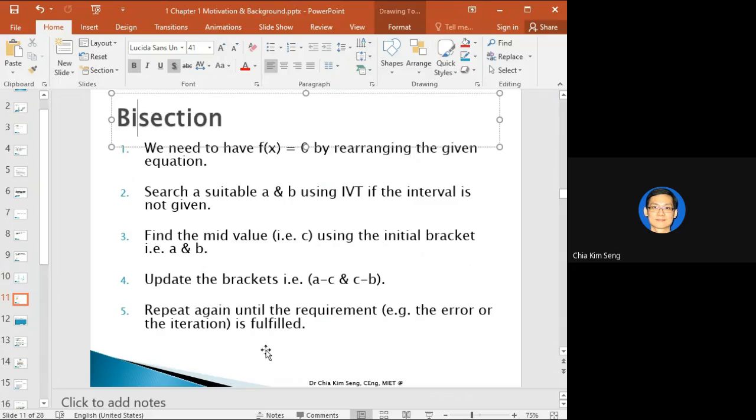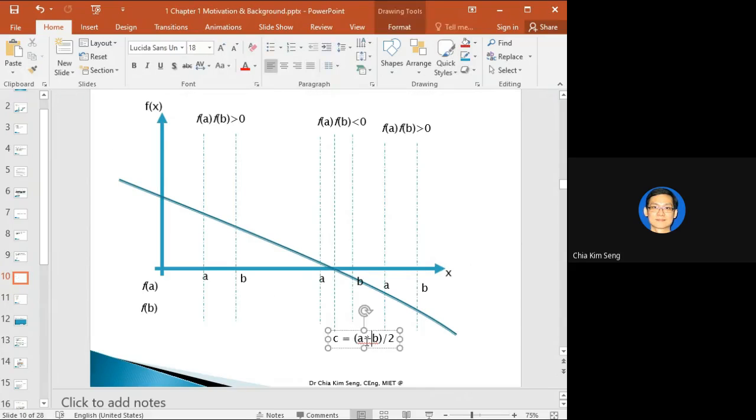Okay, how to become two sections? I think here there's a tip already. We just cut it in half. Okay, so we have a C. After we have a C, that means we have A to C, C to B.